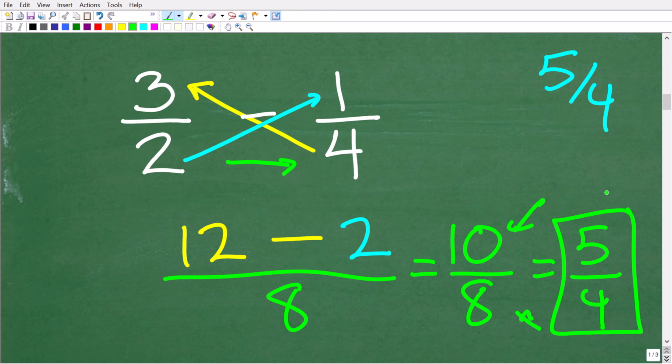So again, our final answer here would be 5/4, which of course is the same answer we got when we found the LCD. Okay, now if you understand what I just covered, I'm telling you right now, this is the hardest part about fractions, because multiplying and dividing fractions is super easy.